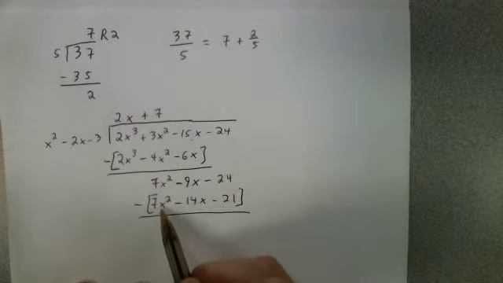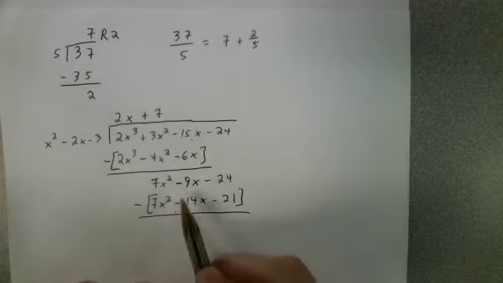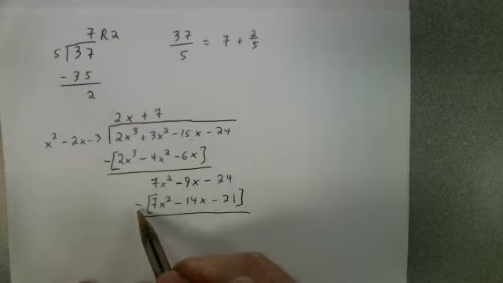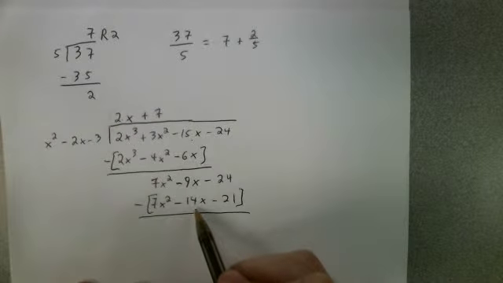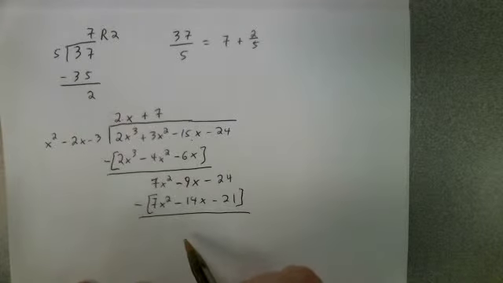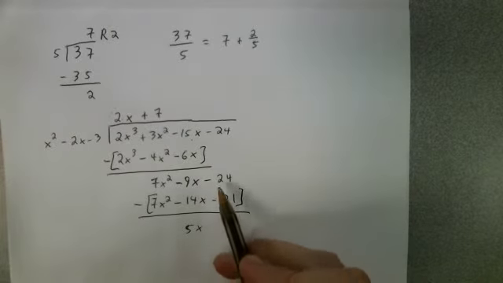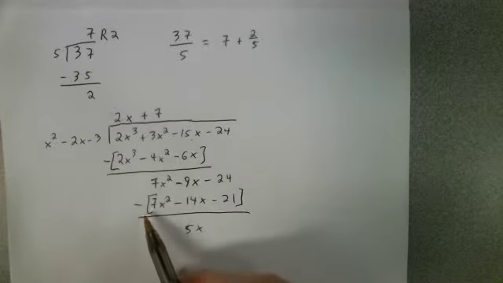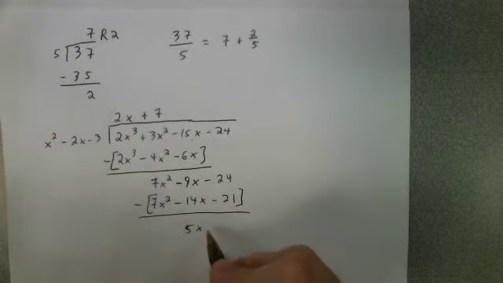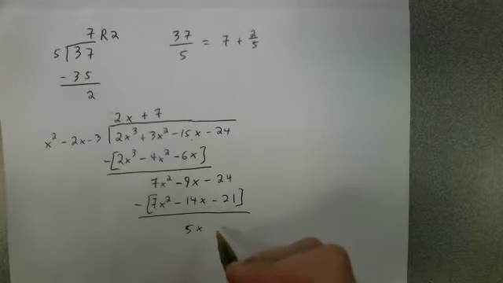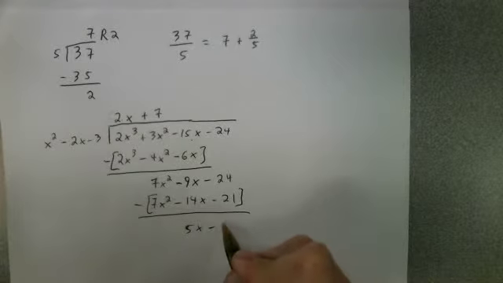7x squared minus 7x squared is 0. Negative 9x minus a negative 14x would be negative 9x plus 14x, which would be 5x. Negative 24 minus a negative 21 is negative 24 plus 21, which gives you a negative 3.